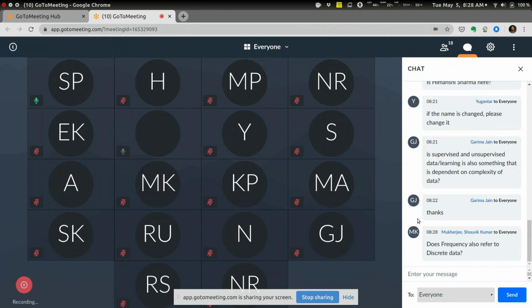So Shavik is asking, does frequency refer to discrete data? In a way, yes. Quite often, most of the literature or most of the books and articles refer to frequency also as discrete data. It's a common alternative phrase for it.